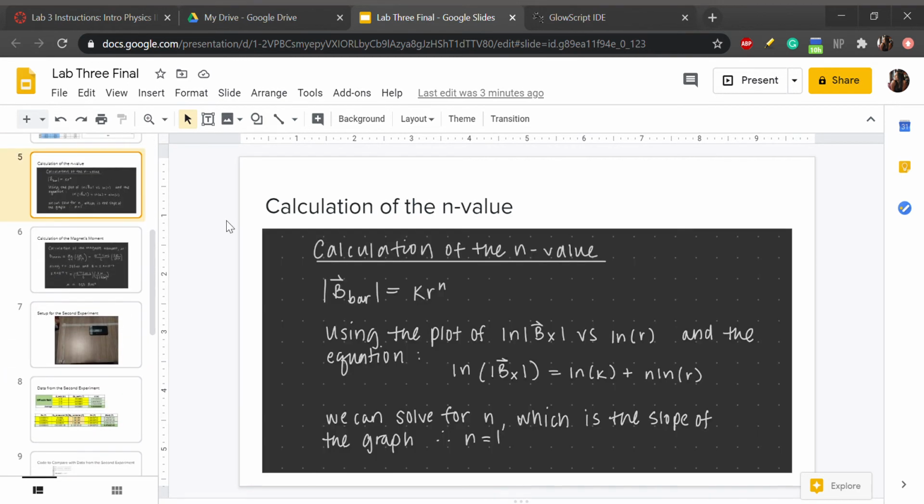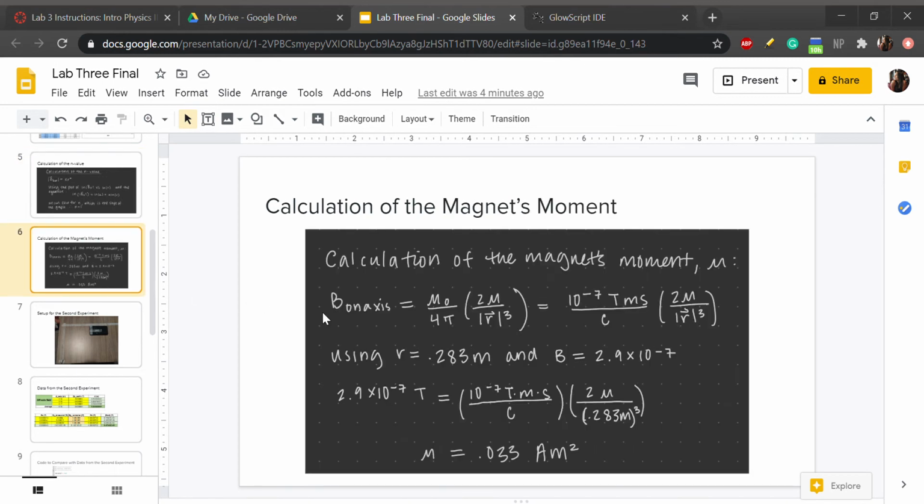So based on that, I then calculated the n value by saying the magnetic field of the bar B is equal to kr to the n power, and I know using the plot and the natural log rule that I addressed on the intro slide, I can solve for n, which is the slope of the graph, in this case 1. I am then going to use the Biot law and the constants that I know to solve for mu, and in this case mu magnet is 0.033 ampere meter squared.